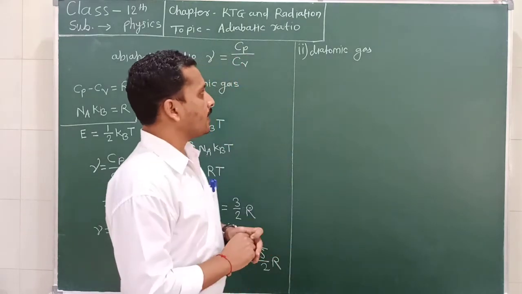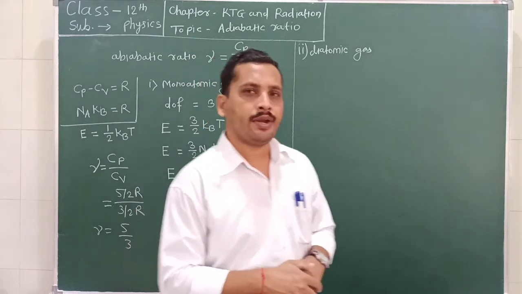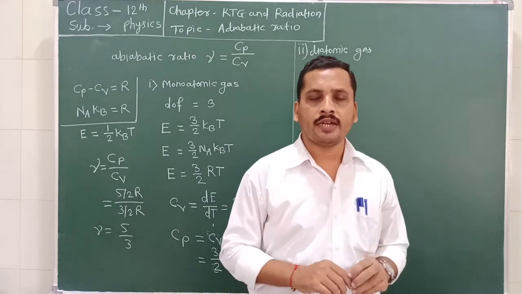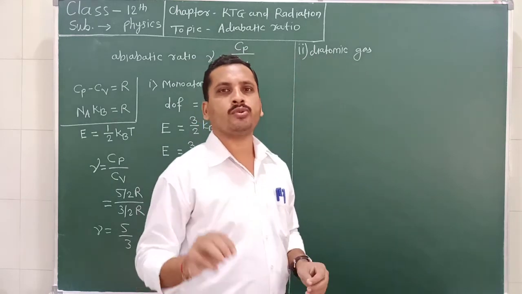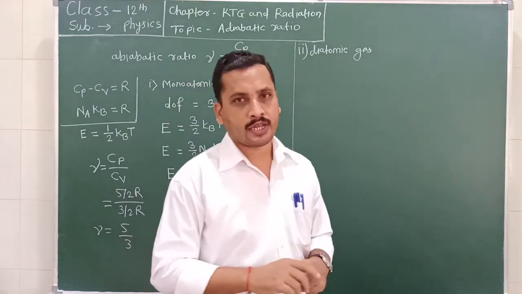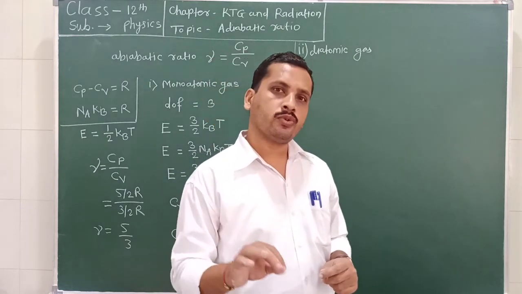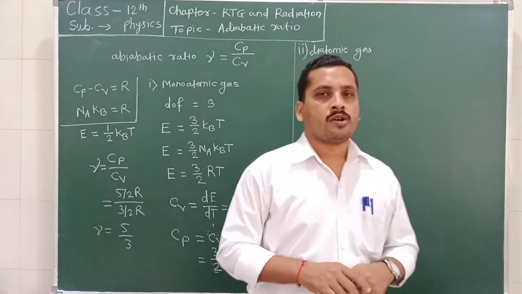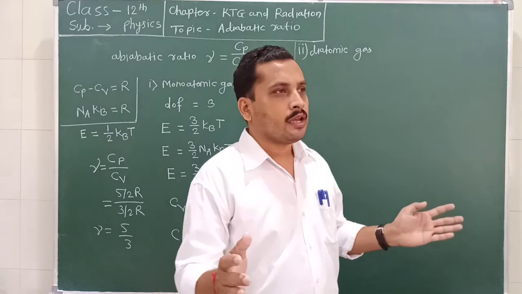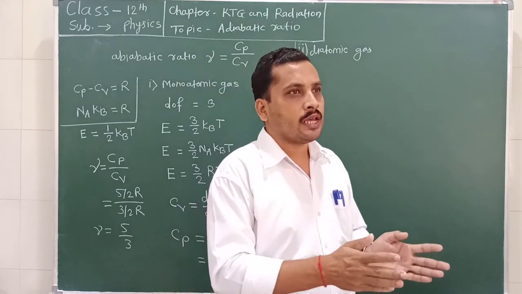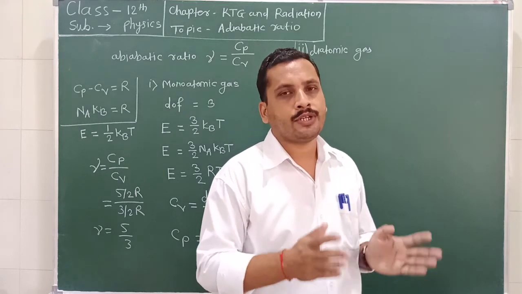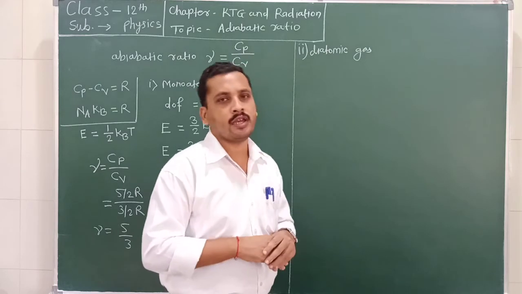So diatomic gas has 3 translational degrees of freedom. It can move along the x-axis, y-axis and z-axis. It also has 2 rotational degrees of freedom, in the clockwise direction or in the anti-clockwise direction, and it also has vibrational degrees of freedom. When the atoms come closer to each other and when they go away from each other, these two types of vibrational modes arise in the case of diatomic gas.